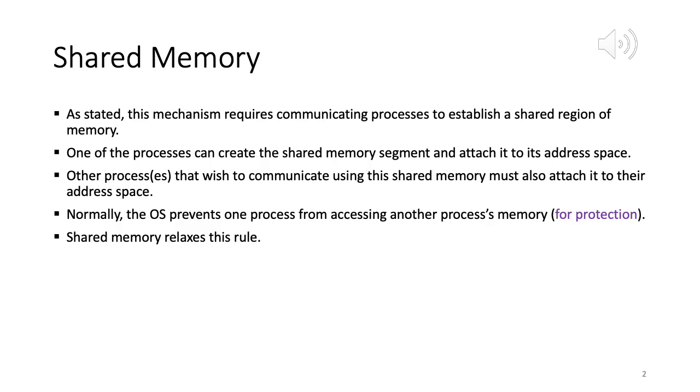In shared memory, we want to temporarily relax that rule. We are saying that for a certain amount of memory, multiple processes should be allowed to access that chunk of memory. That chunk of memory will be attached to the address space of multiple processes, so many of them can now access that memory. As the name suggests, shared memory is a piece, a chunk, a block of memory that can be shared among many processes.